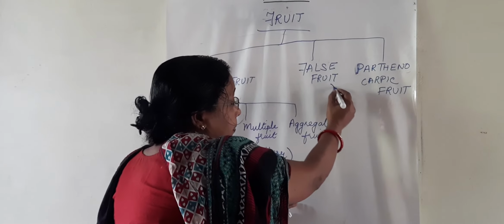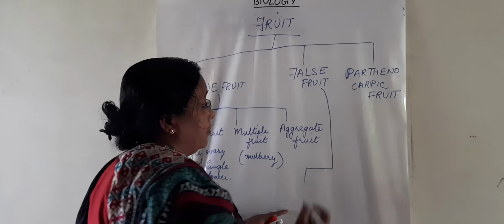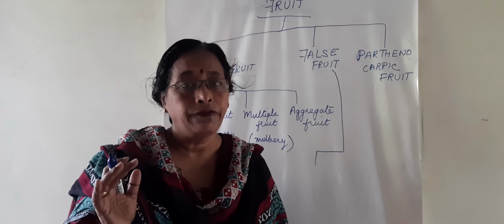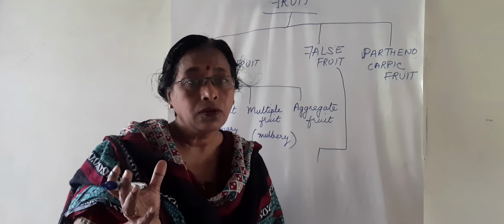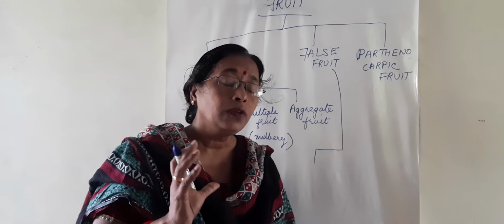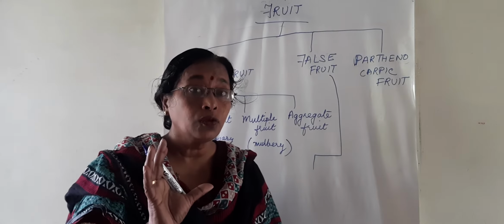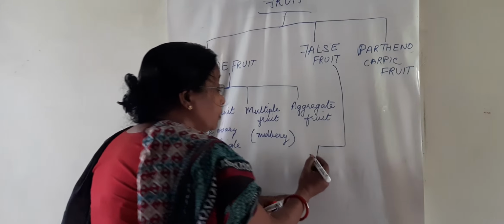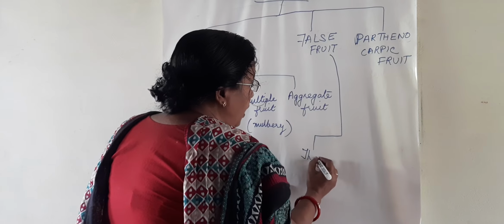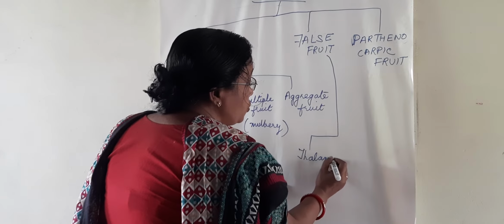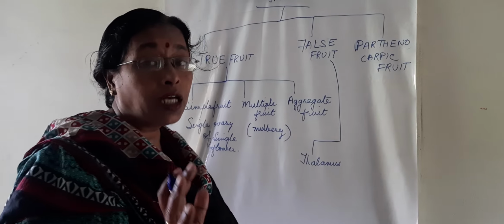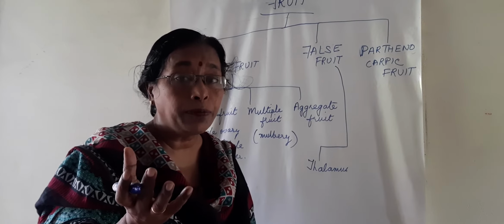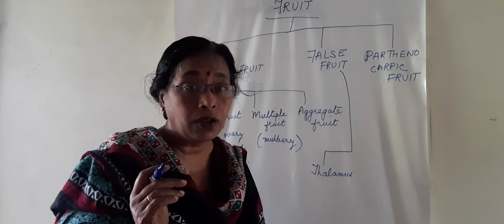False fruit, as said earlier, develops from any part of the flower, whether it is thalamus or the receptacle. So it is known as false fruit. Other than the ovary, the ovary does not develop. Example we have is apple, which develops from the thalamus. The edible portion of the apple is actually the thalamus. Then we have the cashew nut, then the cashew apple. Then we have strawberry also.